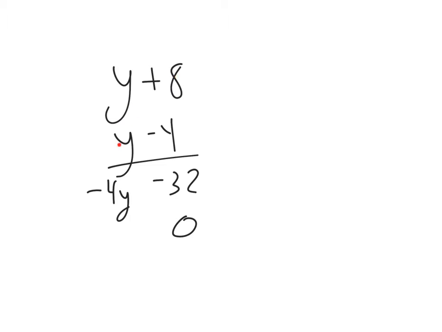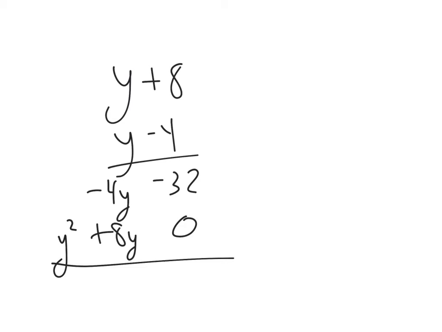Now I'm going to take this y times the 8. So that's going to be a positive 8y. And then I got y times y. And using our rules from the last chapter, that's going to be y squared, right? We add the exponents. Y to the first times y to the first. 1 and 1 makes 2.